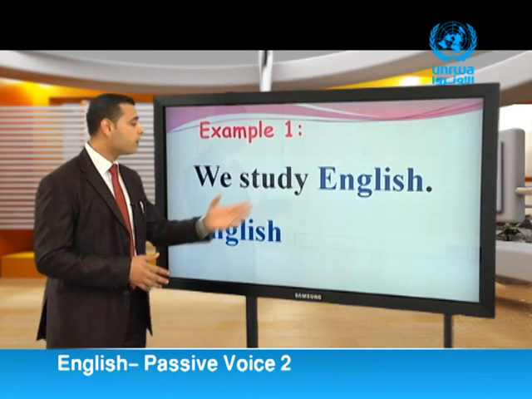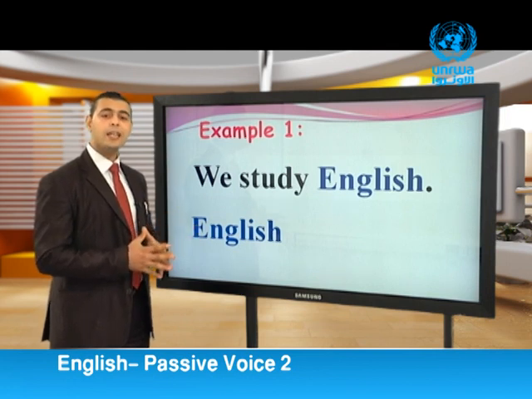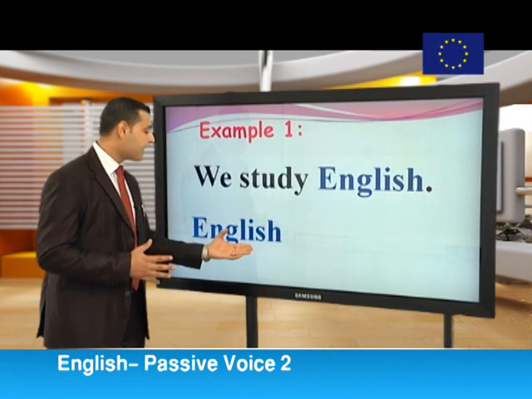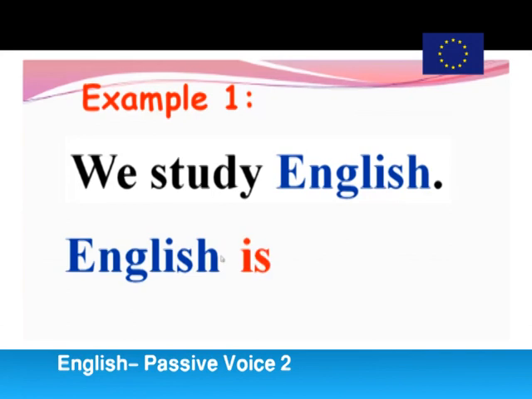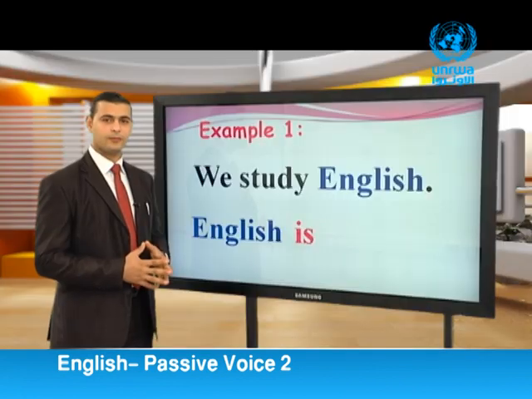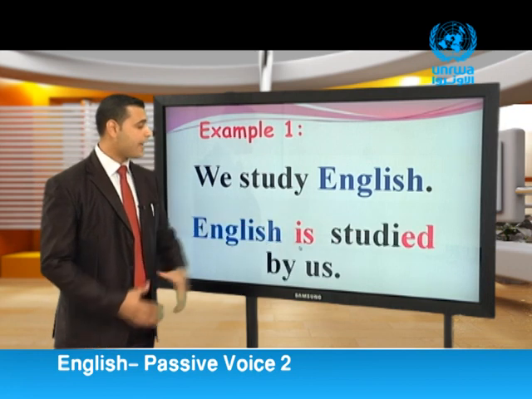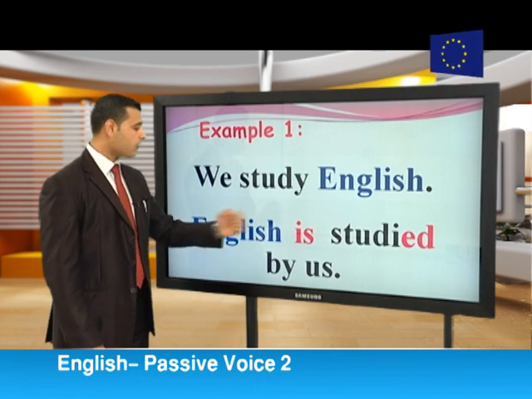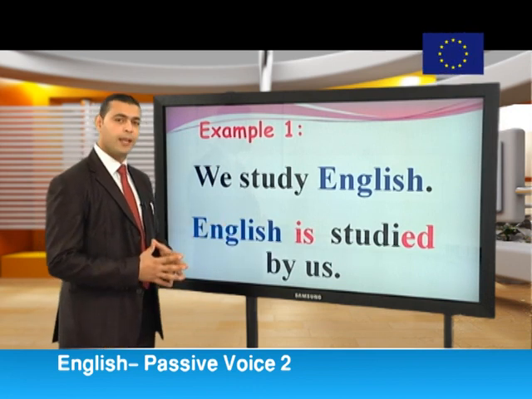Let's look at the verb here, study. Study is in the present, so we need to use a helping verb from verb to be in the present and singular. We need to use is. English is. What comes after is? Of course, the main verb in the past participle. Let's read the sentence for the last time: English is studied by us.